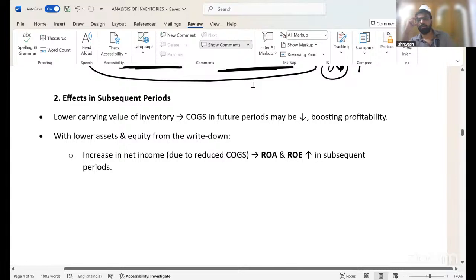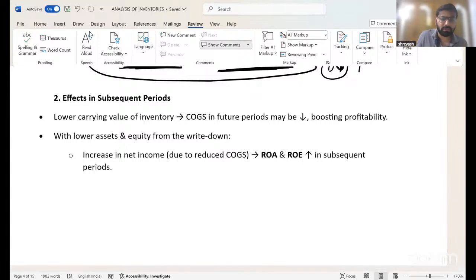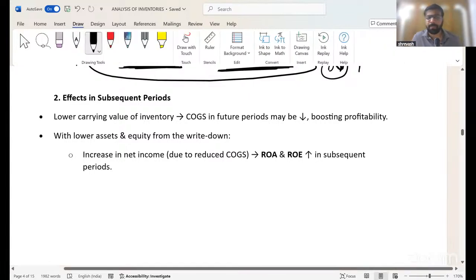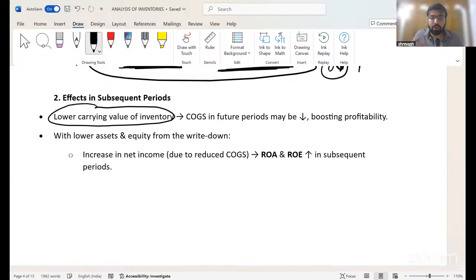Sir, in subsequent periods, what will happen? In subsequent periods, your inventory will have a lower carrying value. Okay, sir, my inventory will have a lower carrying value. Why are you saying that? Remember you had written down your inventory, so the inventory value is reduced.